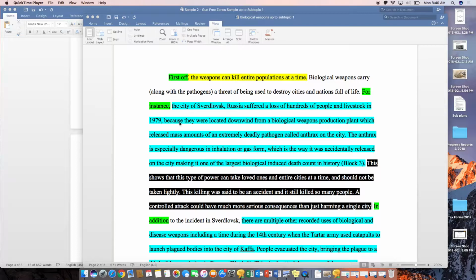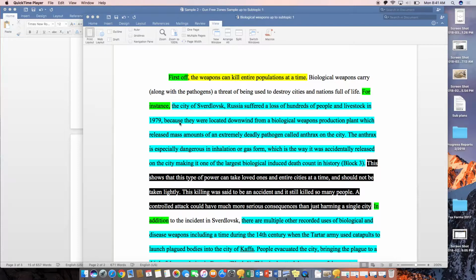The city of Sverdlovsk, Russia, suffered a loss of hundreds of people and livestock in 1979 because they were located downwind from a biological weapons production plant which released mass amounts of extremely deadly pathogens called anthrax on the city. The anthrax is especially dangerous in inhaling or gas form, which is the way it was accidentally released on the city, making it one of the largest biologically induced death counts in history. Block 3. So Block is the author's last name.